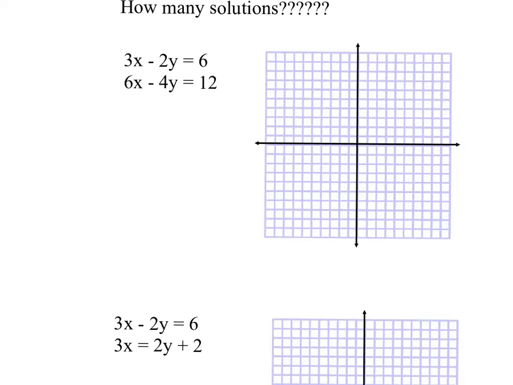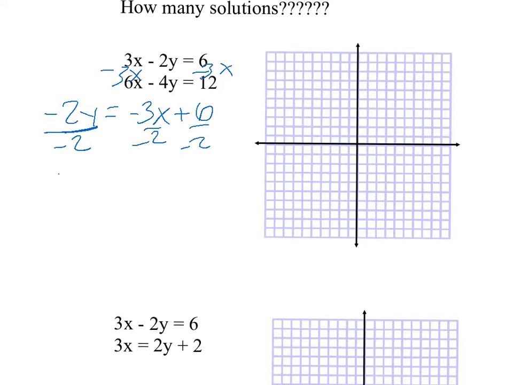And let's see here. Alright, for the first one, I move the 3x over, so minus 3x from both sides. I get negative 2y equals negative 3x plus 6. Divide everything by negative 2. I get y equals 3 halves x minus 3. And I'll quickly solve the other one before I graph them.